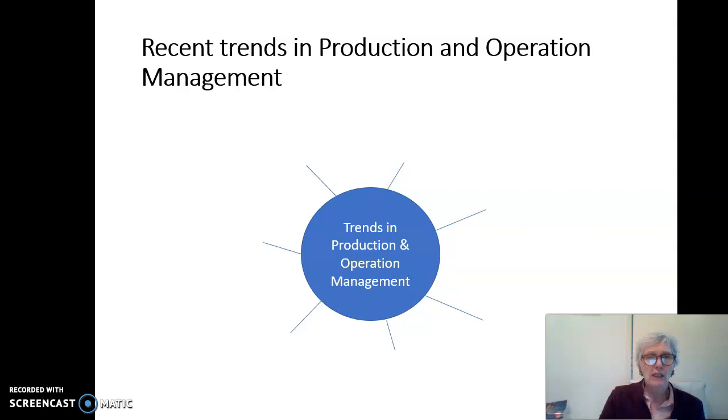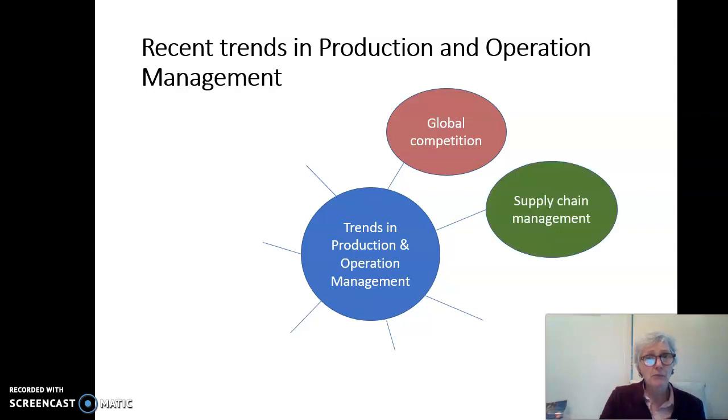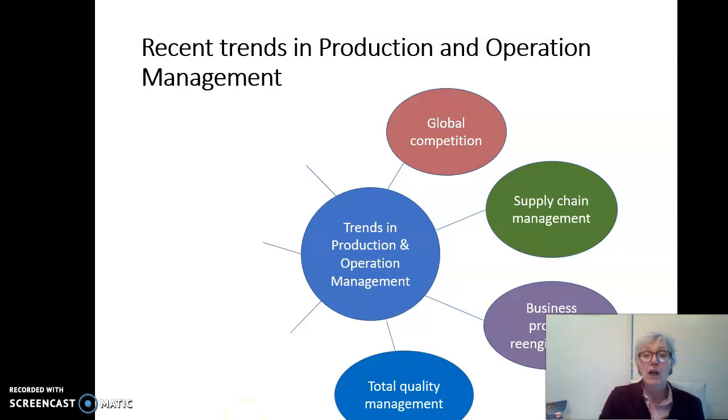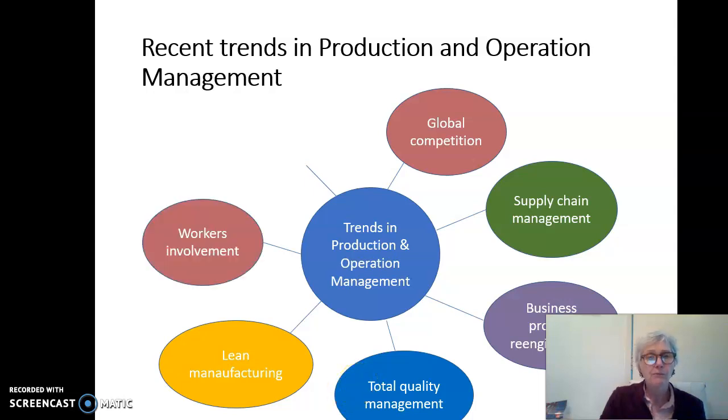Trends in production and operations management therefore are global competition, supply chain management, continuously changing processes and re-engineering to increase effectivity and efficiency, increase quality, so total quality management is important. Lean manufacturing, which means to produce at the lowest cost price and be as effective as possible.